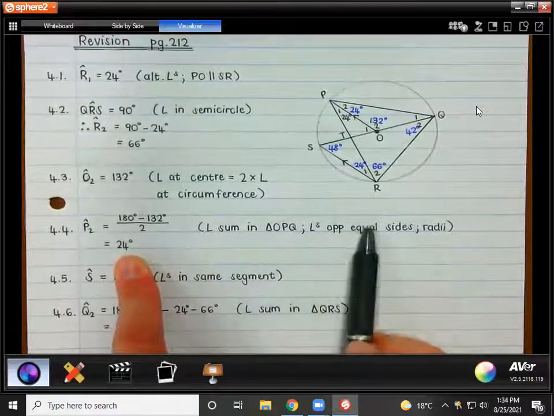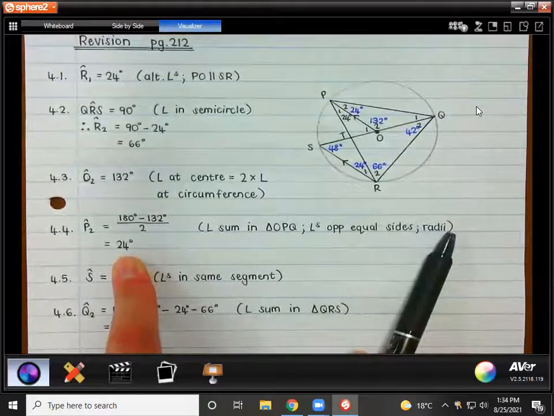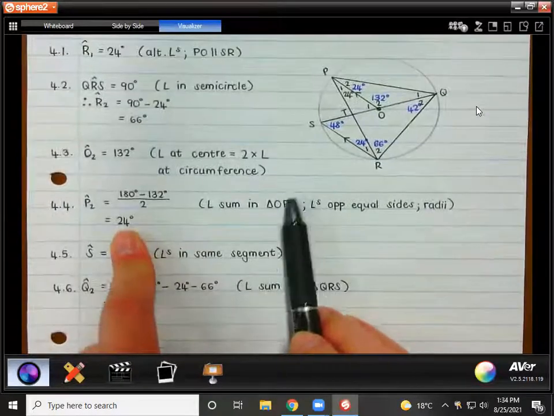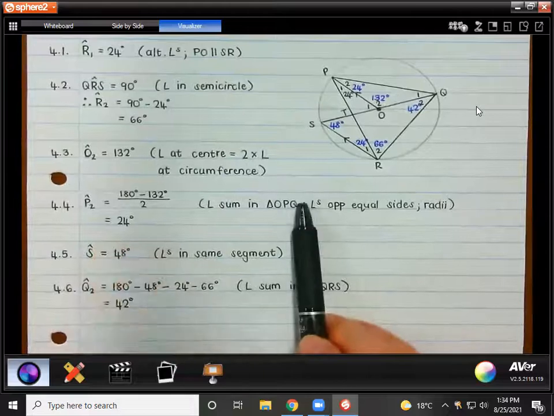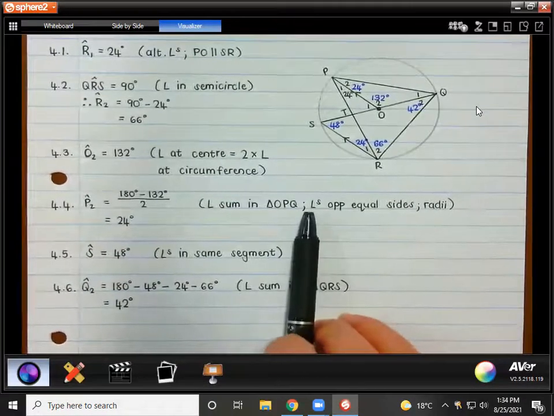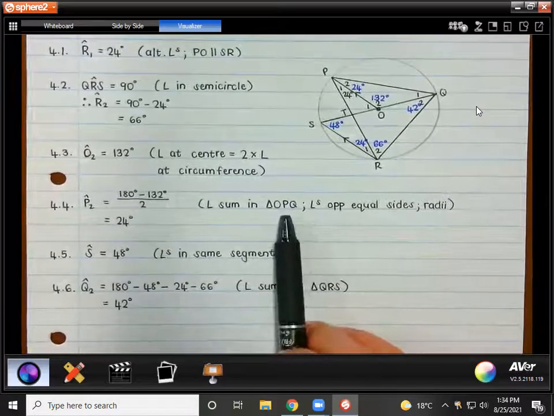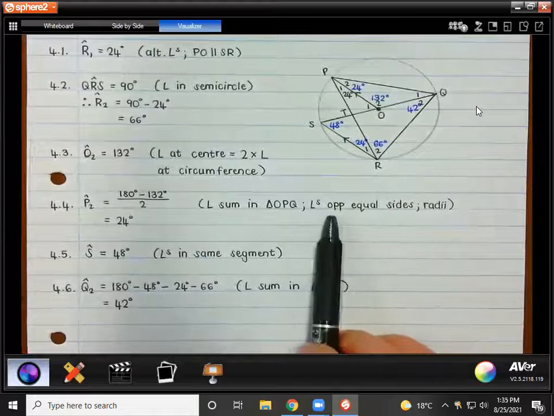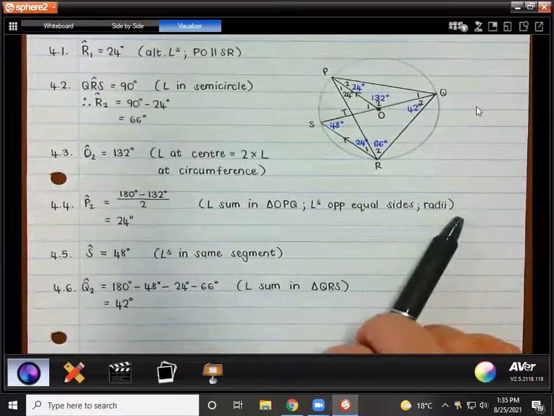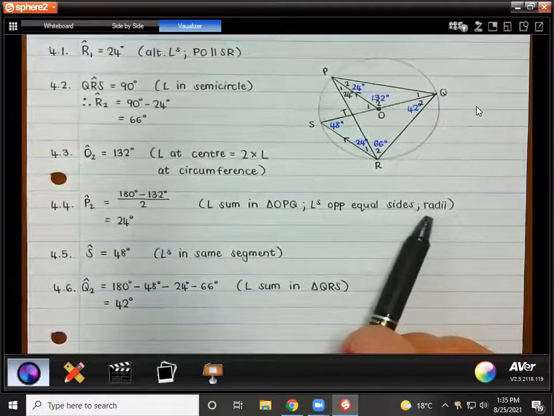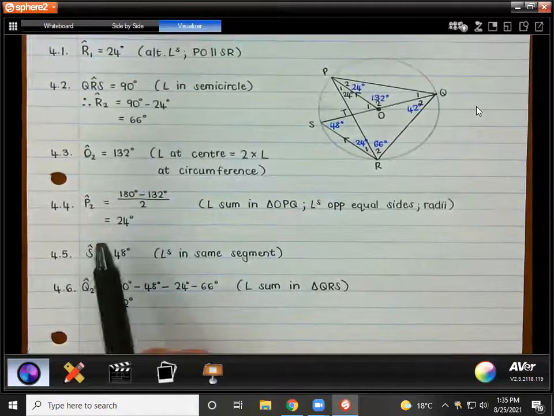Remember, you have to have all three reasons in those brackets. So it's angle sum in triangle. Yesterday, I discussed this with the other group. You don't have to name the triangle in your reason. It is just sometimes useful for you when you're doing it so that you can keep track of where you're working. But you can just write angle sum in triangle. That's fine. Then angles opposite equal sides, and then radii. Those three reasons.